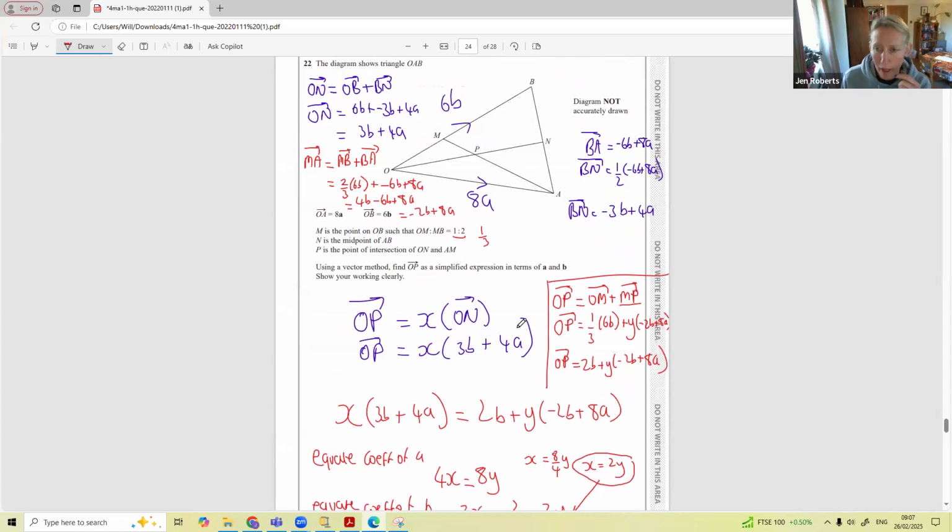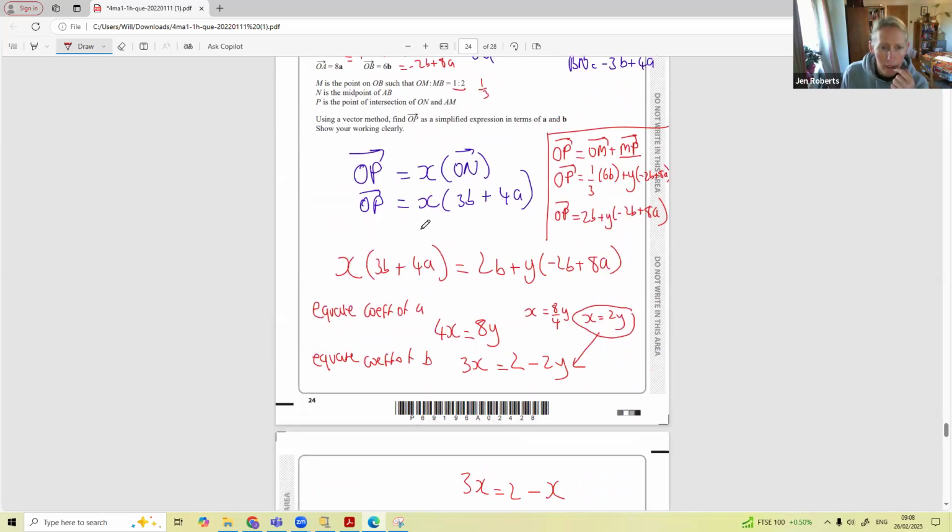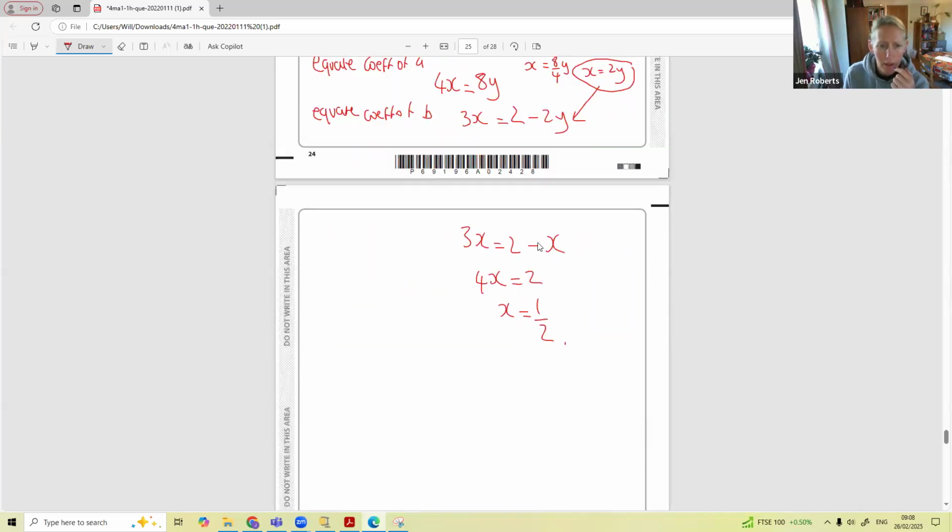I'm sorry, I've forgotten what I'm actually doing here now. Use a vector method to find OP. All right, let's just put that straight into there then. Now we know that's a half. OP equals a half.